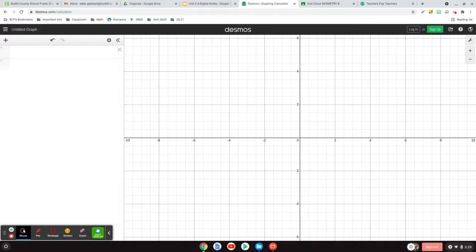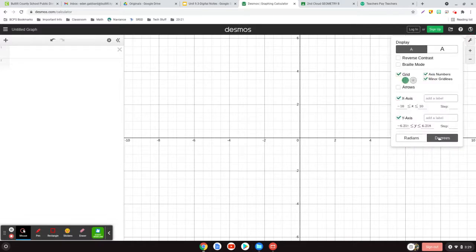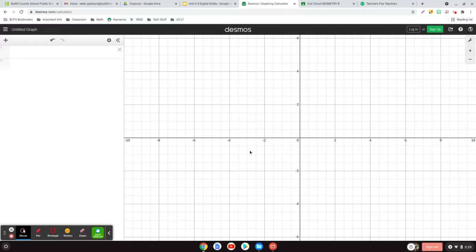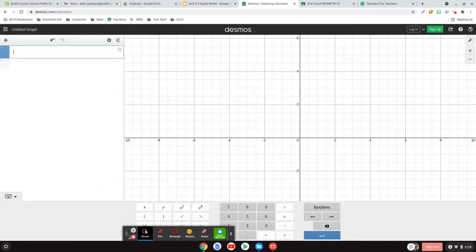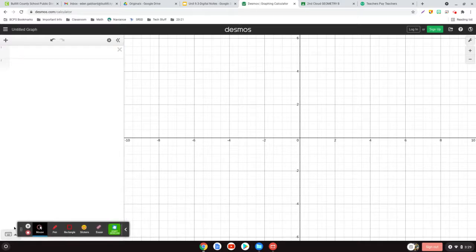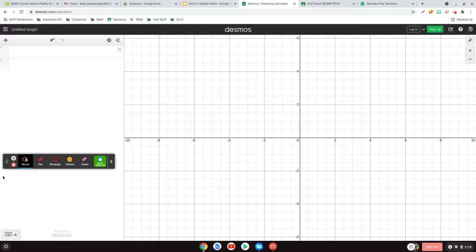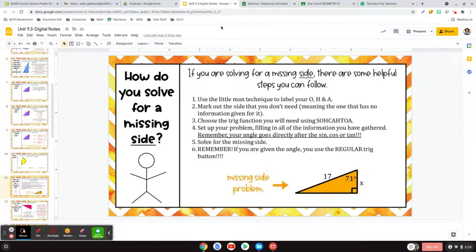Remember, with your Desmos calculator, guys, our first step when we're working with right triangle trigonometry is we go to the wrench and we put it in degrees. If we do not put it in degrees, our answers are going to all be wrong. So, wrench, degrees, and click back over. And remember that this little keyboard down here will give us all of our functions that we need. So let's get back to our notes.